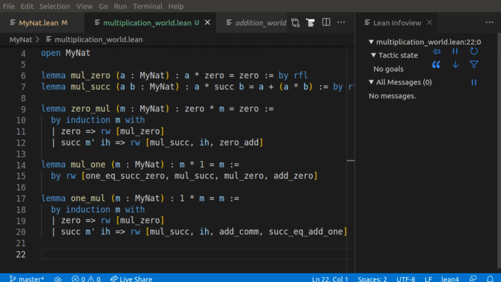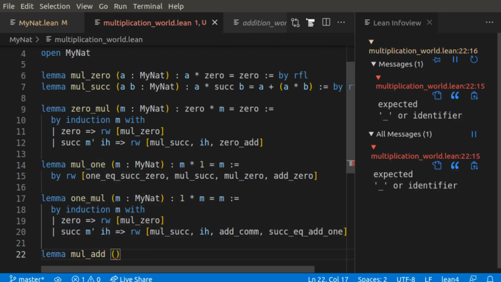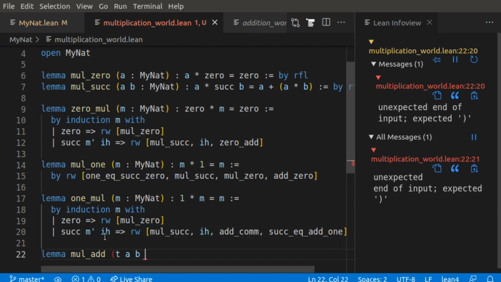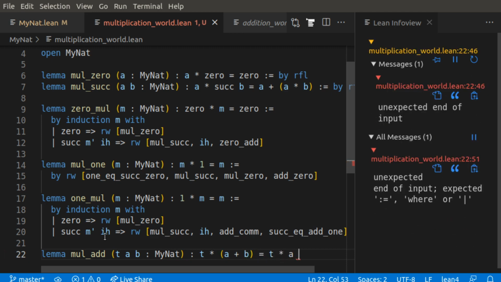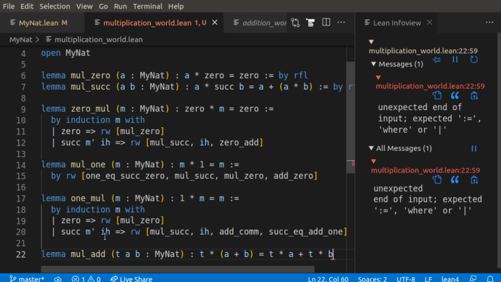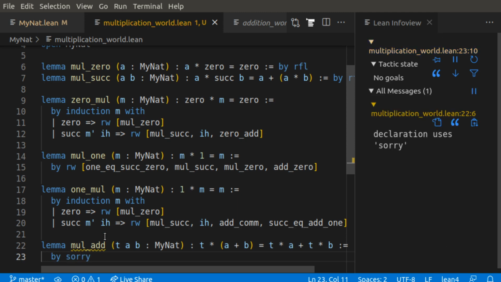Mol add lemma mol add. So now we're doing a lemma for how multiplication interacts with addition. So we're going to have T, A, B, all be naturals. We want to show that T times (A plus B) equals T times A plus T times B, by something.